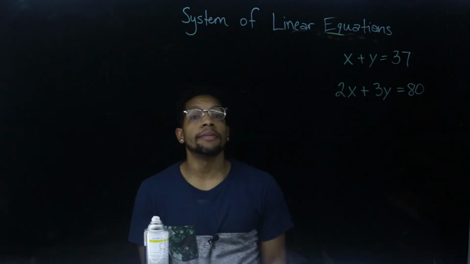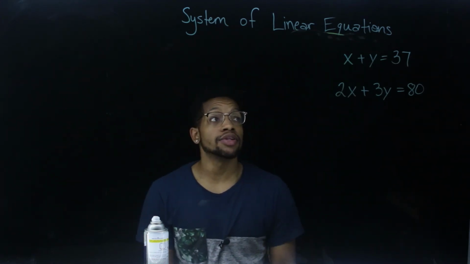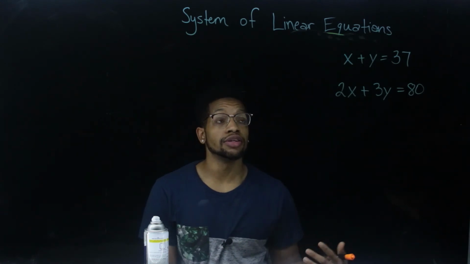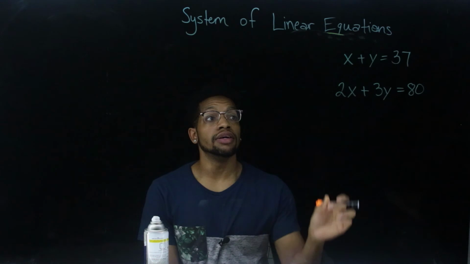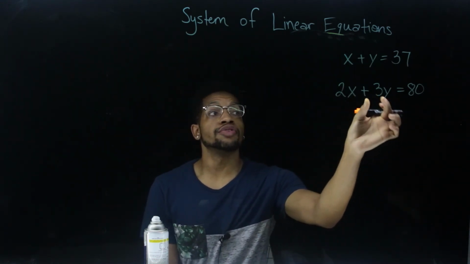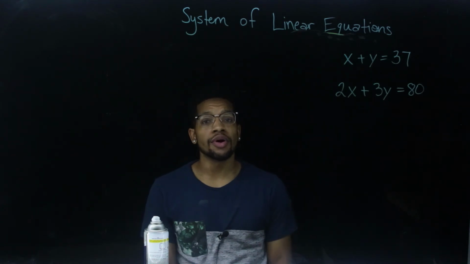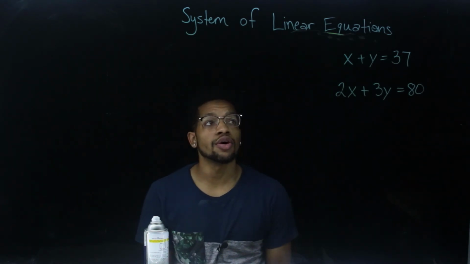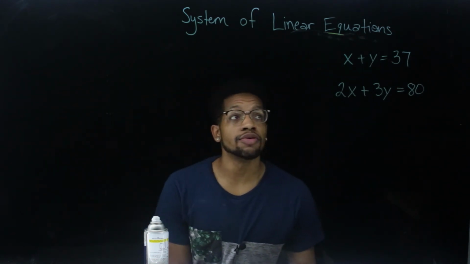All right, so back to our basketball example from the beginning of the video. We got x plus y equals 37. Remember, the total number of baskets that we made was 37. And then we made 2-pointers and 3-pointers to total up to 80 points. And so I'm not gonna do this one for you. I wanna try to let you do this one on your own. But I wanna talk about what method we could use to solve this system of equations.